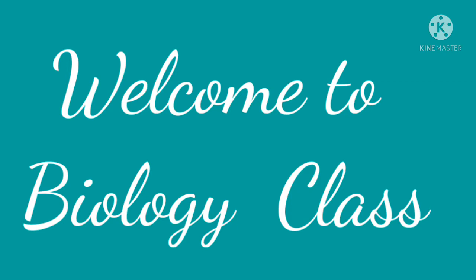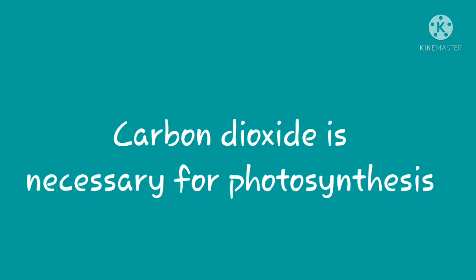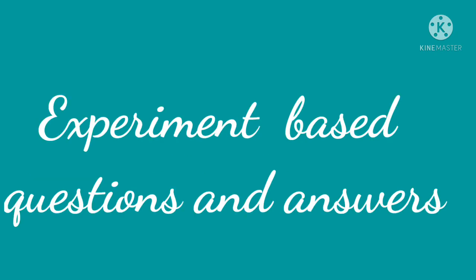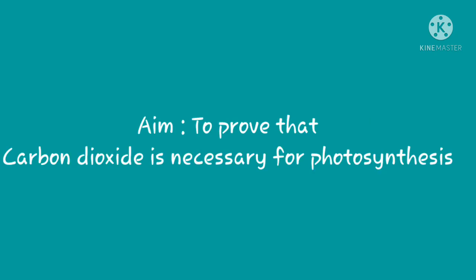So in the previous class, you learned how to conduct the experiment to prove carbon dioxide is necessary for photosynthesis. Today I would like to explain what type of questions will be asked based on these experiments on your examination. So what is the aim of our experiment? To prove that carbon dioxide is necessary for photosynthesis.